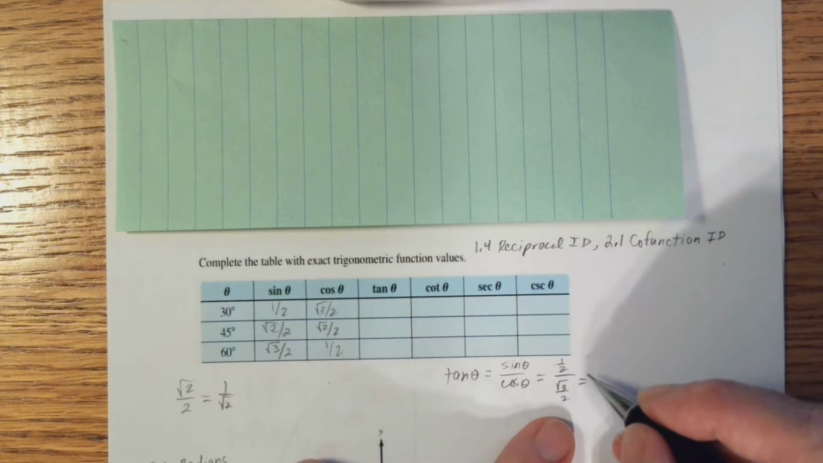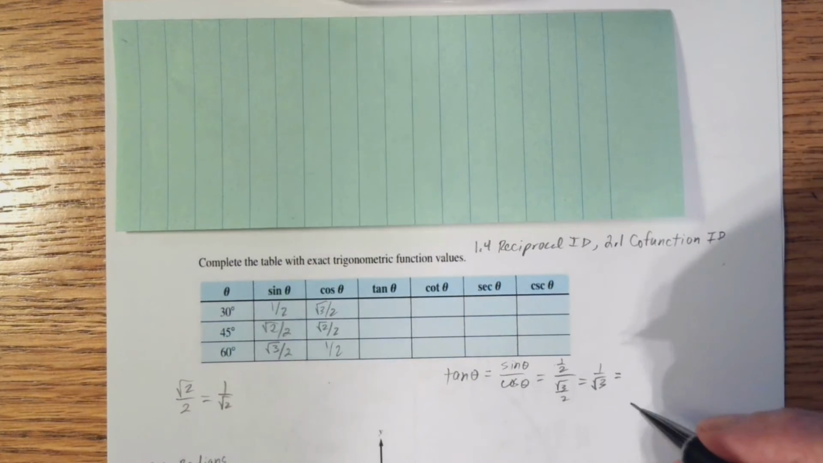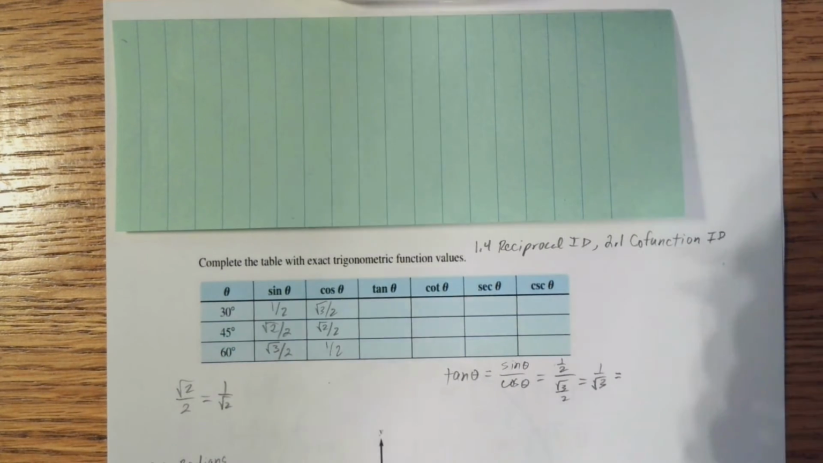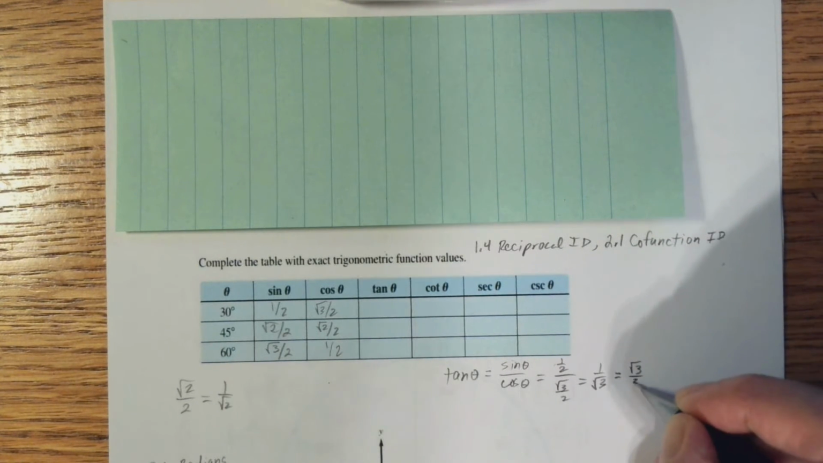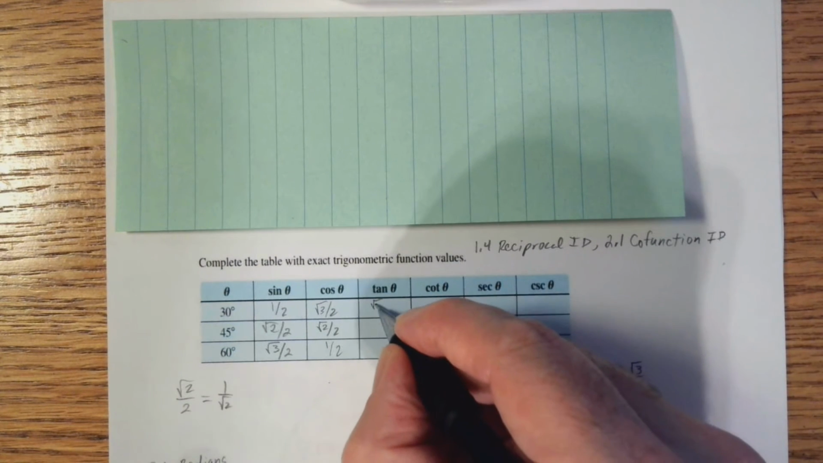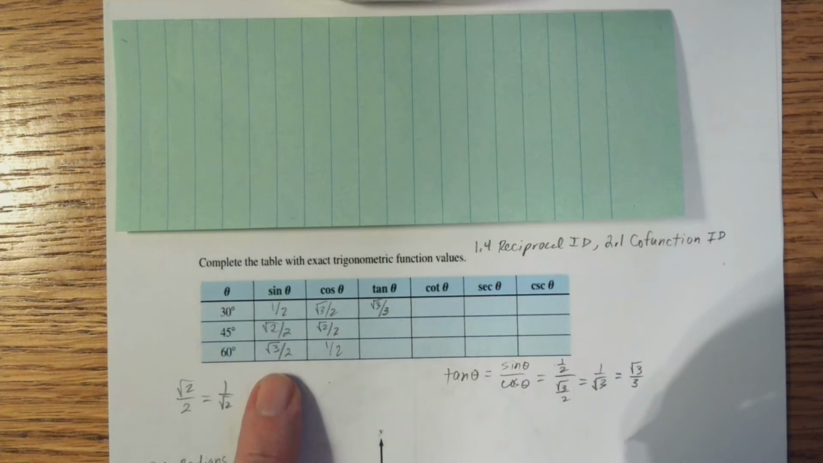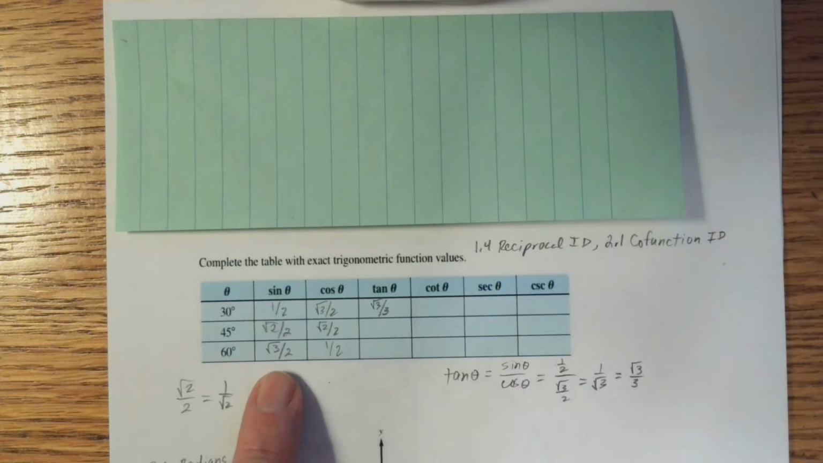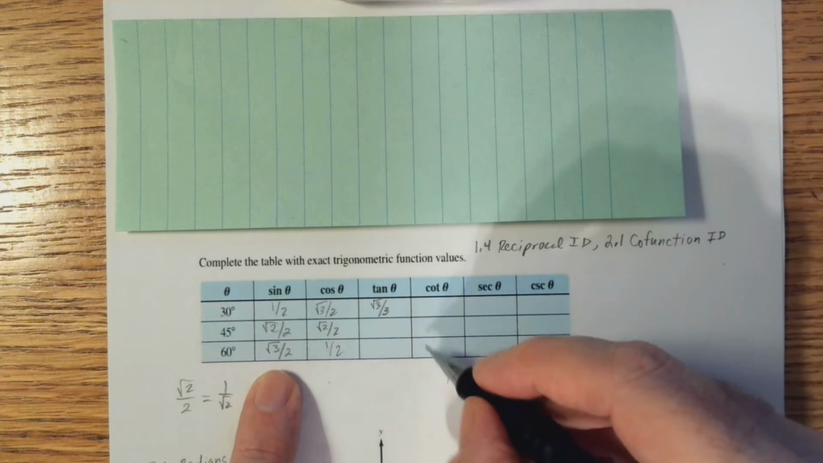So this is going to equal 1 over the square root of 3, which, if you multiply by the square root of 3 over the square root of 3, you're going to get the square root of 3 over 3. And so that's the tangent of 30 degrees. And so we know that that will be the cotangent of 60 degrees.